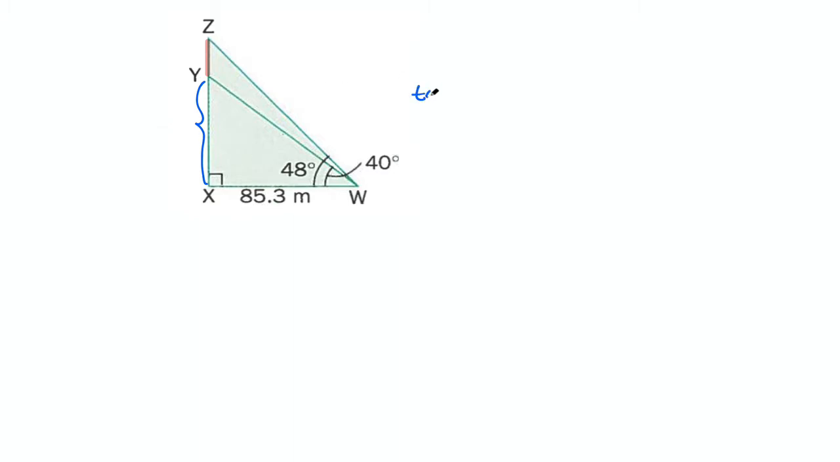So if I use tangent of 40, the opposite side is YX, so the line YX over 85.3. Okay, so then multiplying both sides by 85.3, we can find out how long this is. Okay, so we're going to leave it as exact values for now. So leave it like this.